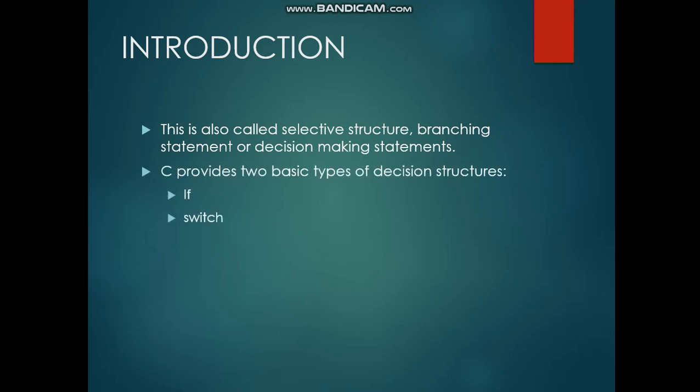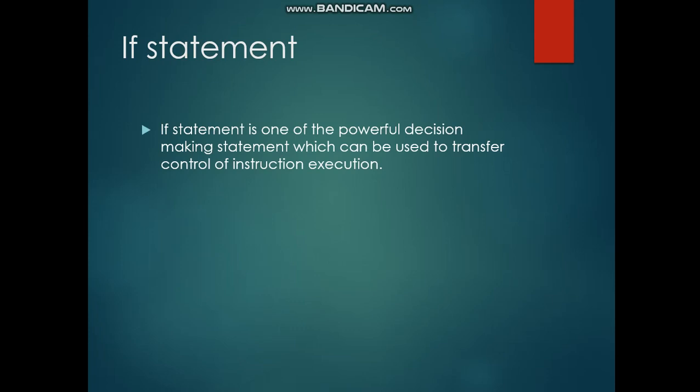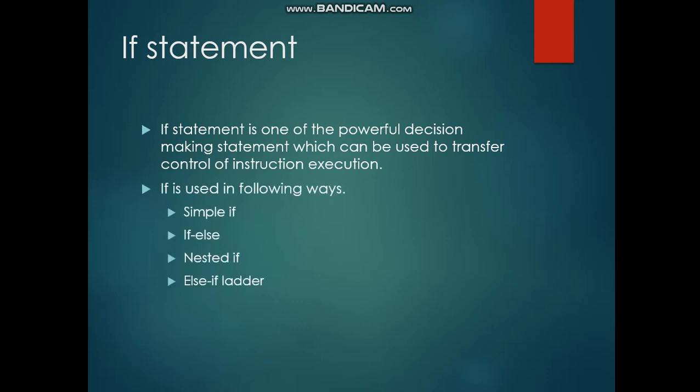C provides two basic types of decision structures, if and switch. Let's see the first one, the if statement. It is very basic and it is very powerful. It is used to transfer control of instruction execution. There are many ways to use it: simple if, then if else, then nested if, and else if ladder.